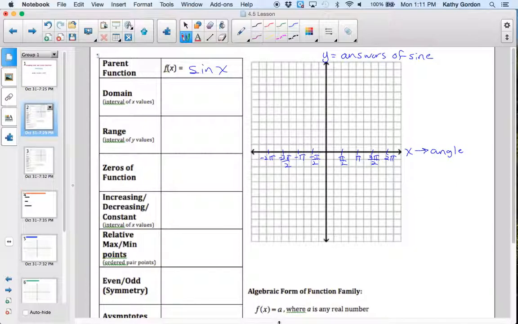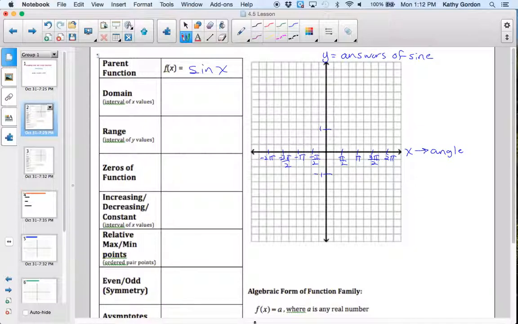Okay? I also need a scale for my y-axis. What are the maximum and minimum values that sine can have? And remember, we're just talking parent function right now, just nothing fancy, right? So what is it? 1 and -1. So, just to give myself a little bit of space here, I'm going to go 3 boxes to get to 1 and down to -1.